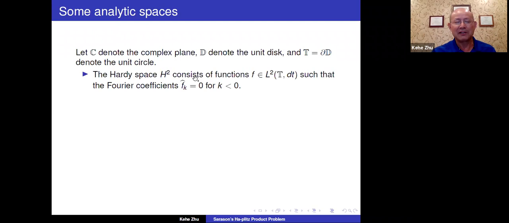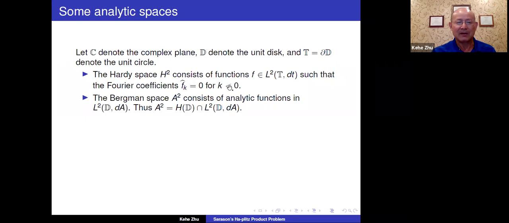There are many different ways to define the Hardy space in terms of the Fourier coefficients. The Hardy space will be the space of analytic functions, or the space of functions in L2 of the circle where the negative Fourier coefficients will be zero. And then the Bergman space lives on the unit disk. I'll use A2 to denote the Bergman space, although the notation over here is definitely not unique.